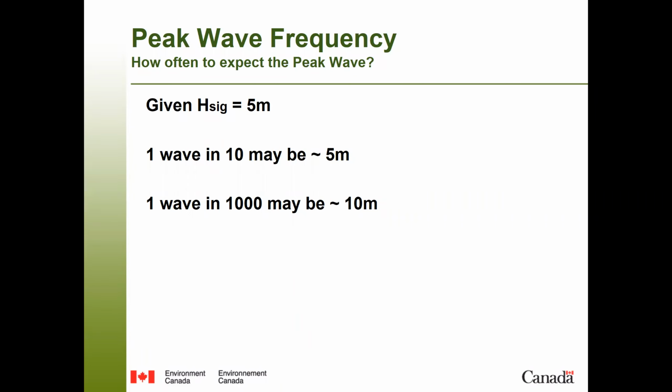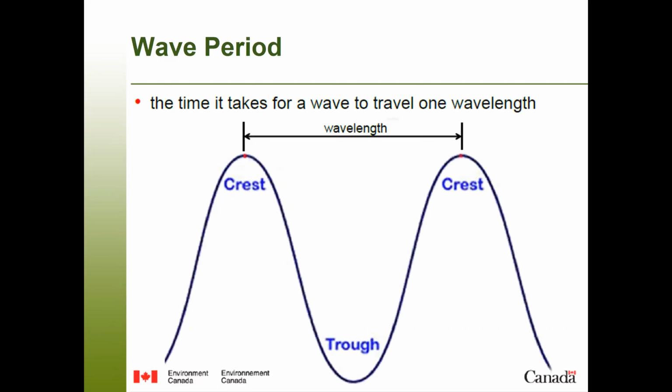And so we're basically saying here that if you've got a significant wave height of 5 meters, perhaps 1 in 10 waves might be 5 meters or so. And if that's the case, then maybe 1 in 1,000 maybe double that at 10 meters. So leave those numbers in your head, and we'll talk about wave period, and then we'll put the two together and see how often you can expect them.